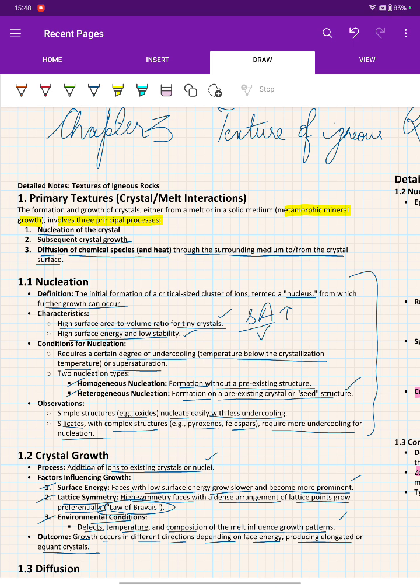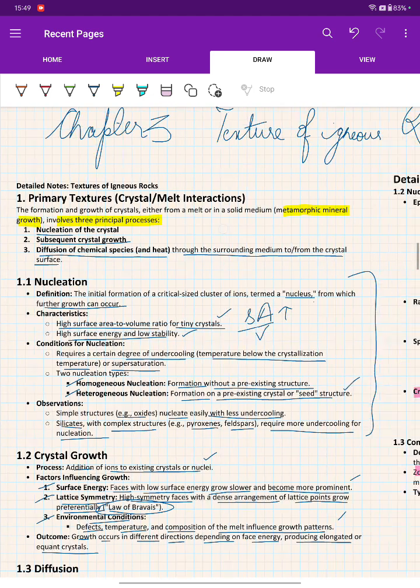So starting with the primary textures, crystal or melt interaction. Formation and growth of crystals: they either form from a melt or in a solid medium. Metamorphic minerals are the ones that involve growth in the solid medium only, and it involves three principal processes. We have nucleation, we have subsequent crystal growth, we have diffusion of chemical species and heat to the surrounding medium and to form the crystal surface.